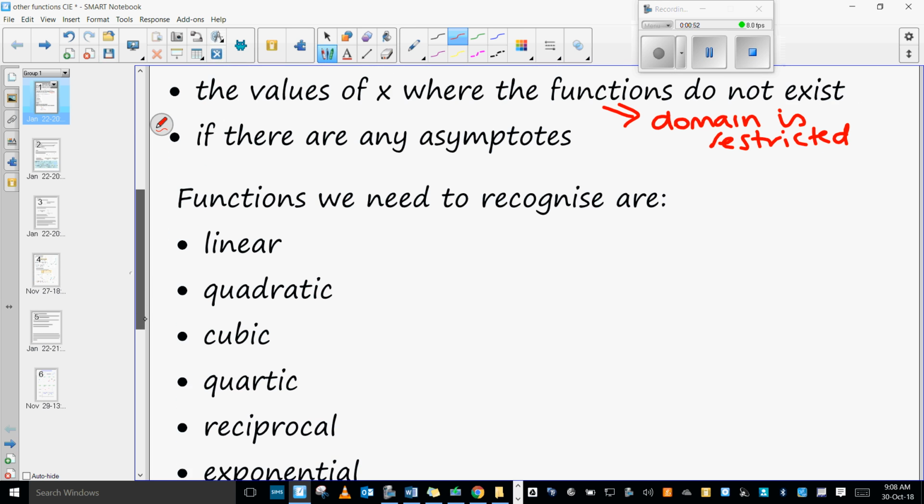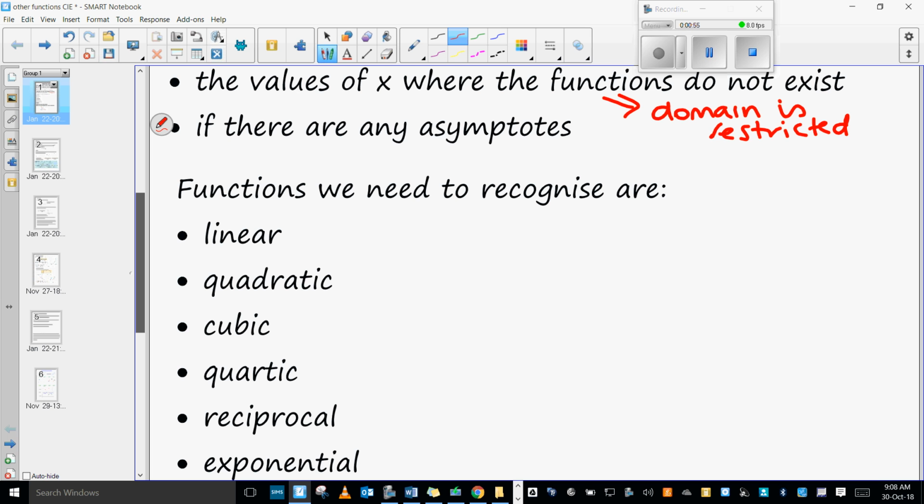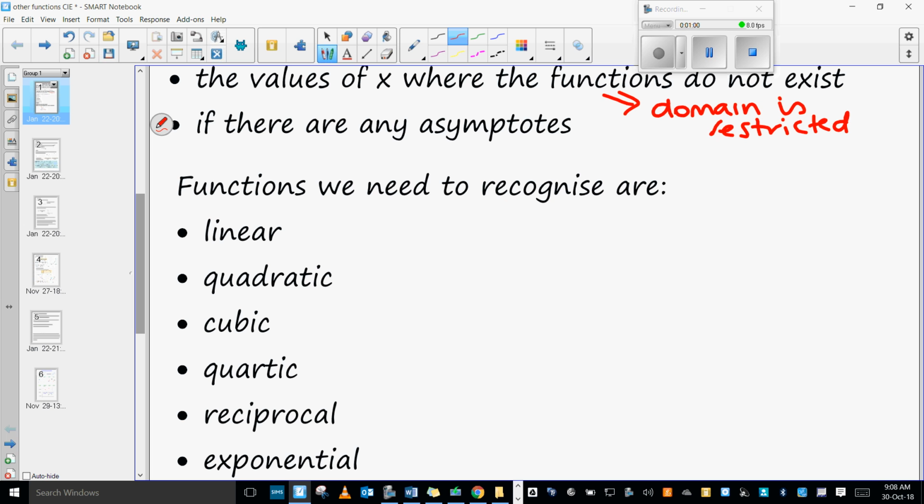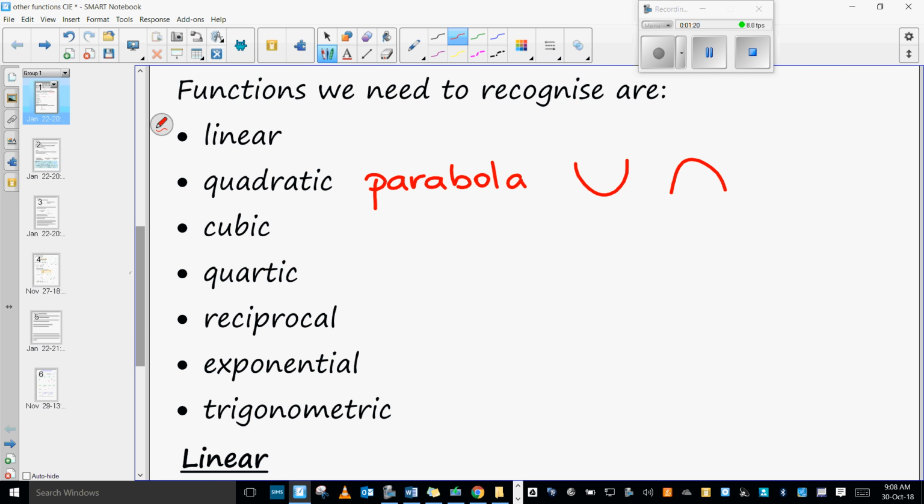So the kinds of functions you need to recognize: linear, what does that look like? Straight line. Quadratic. That's a curve. We just briefly discussed a special word for it. What was the name? Parabola. Okay, so they are those or those. Cubic functions. There are pictures of them in a second, so you don't need to worry too much. Quartic. We don't need to worry about quartic graphs. What do you think quartic is though? It's a four, type 4, yeah. A reciprocal graph, an exponential graph, and trig graphs.